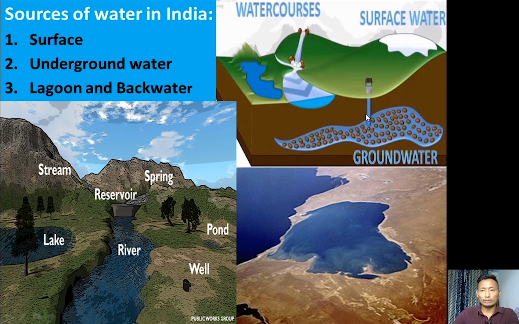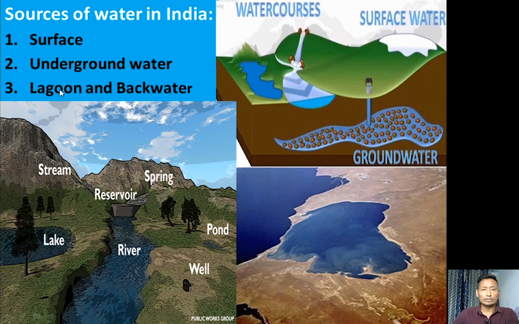Next one is underground water. Beneath our earth surface we have water. We are using this groundwater, underground water, for different purposes. For example, in our school, 99% of our school water is from underground. So we are using underground water for drinking, for washing clothes, and for bathing. So the second source is underground water.